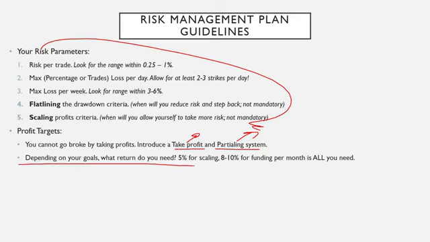And then of course, depending on your goals, what return do you need? So if you want to scale your account, 5% is great. If you want to get funded, then you have to target 8 to 10% per month, right? This is all you need. You don't need more than that. Okay.